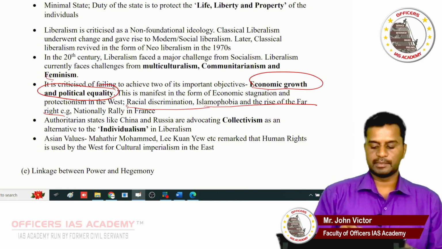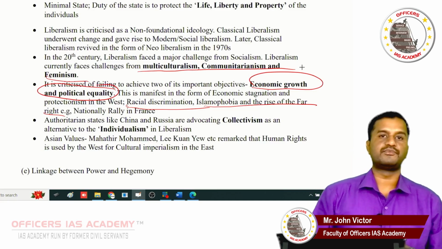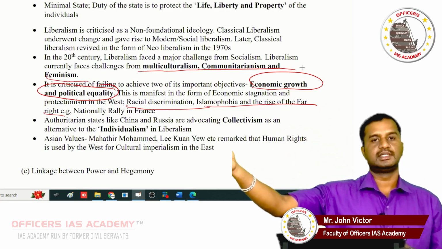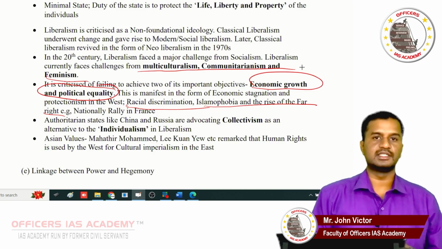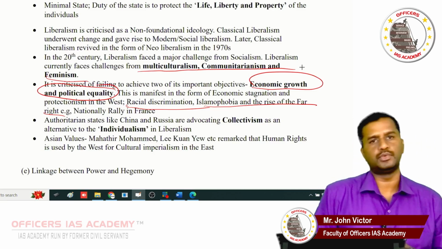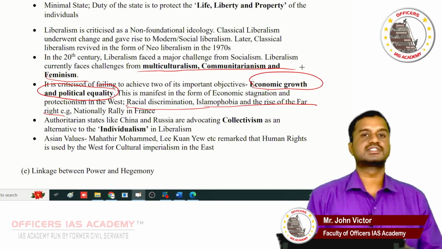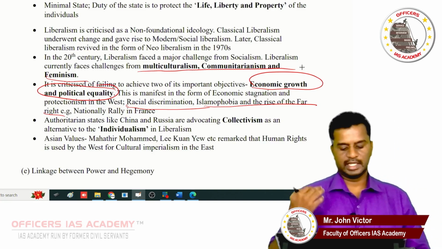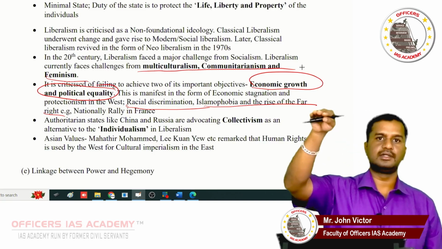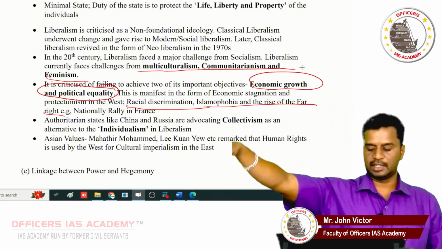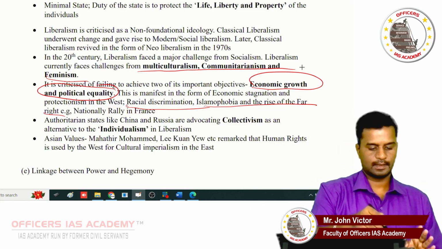Liberalism is mainly criticized by feminism, multiculturalism, and communitarianism. Today, liberalism faces a challenge from the East. There is a concept called Asian values. It is spoken of by Asian leaders like Mahathir Mohamad and Lee Kuan Yew of Singapore. According to them, the Western countries use liberal democracy and human rights as a veil to bring their imperialism to the East. So mention this criticism also.